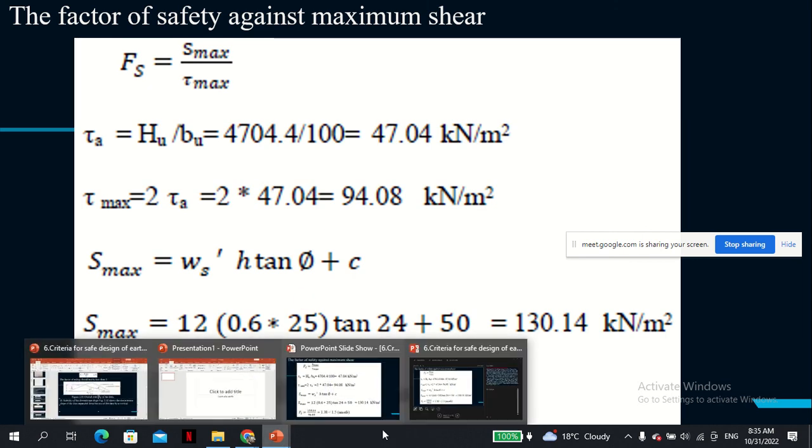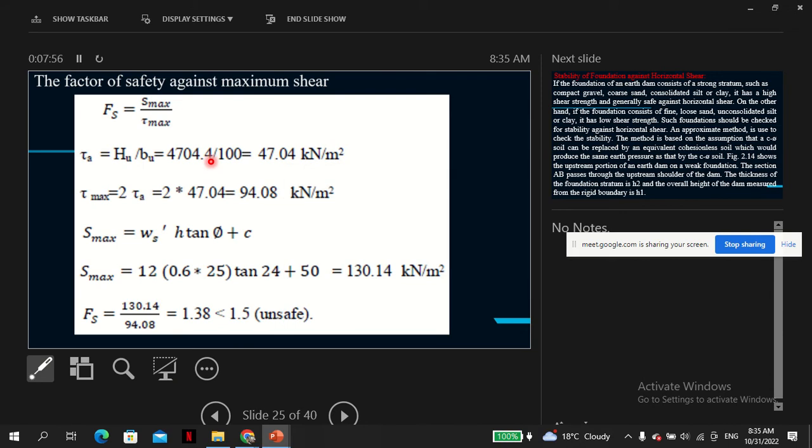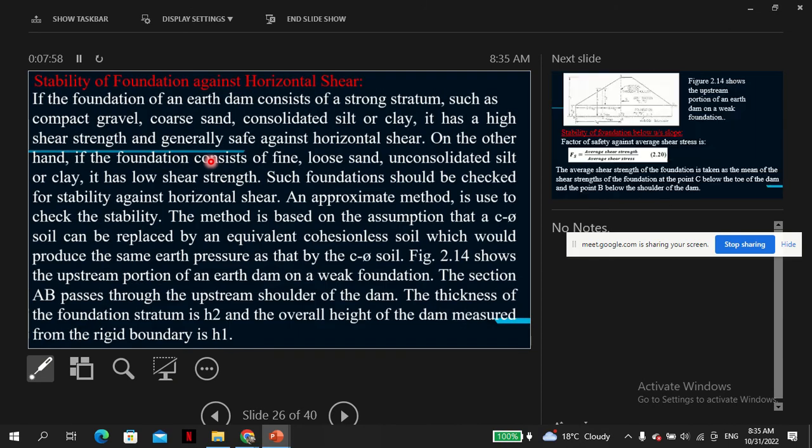If, for example, you found that the factor of safety is not what you need, what can you do?